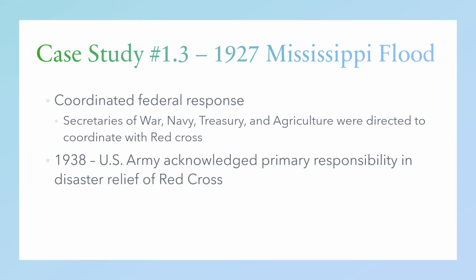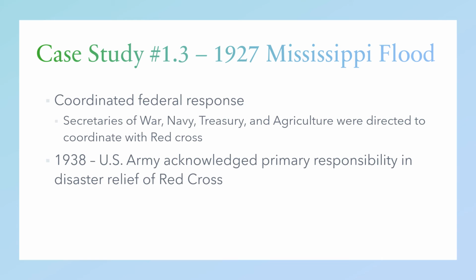So it was a coordinated effort. They got the Department of War, Secretaries of War, Navy, Treasury, and Agriculture, and they were directed to coordinate with the Red Cross. So there was a coordinated response, and this is kind of that first. And then within 10 years of that, and now some 50 years after the creation of the Red Cross, the Army finally acknowledged primary responsibility for disaster relief was now with the Red Cross. So that shift from military to combinations of civilians and coordinated efforts. And that's the key takeaway from keep cool with Cal, right?